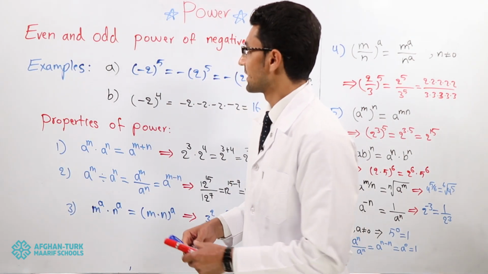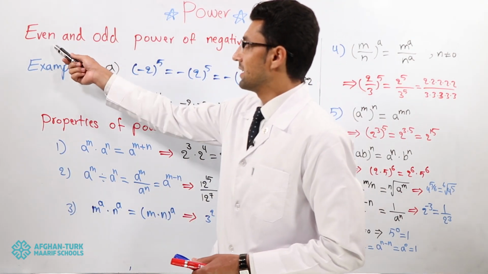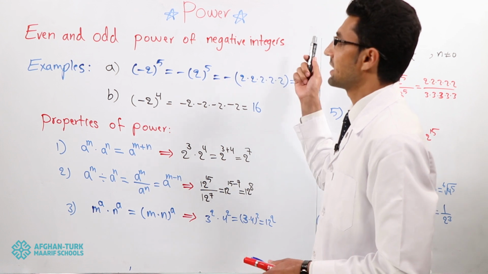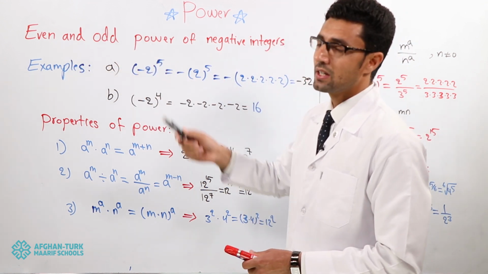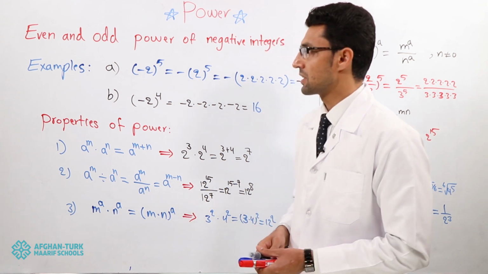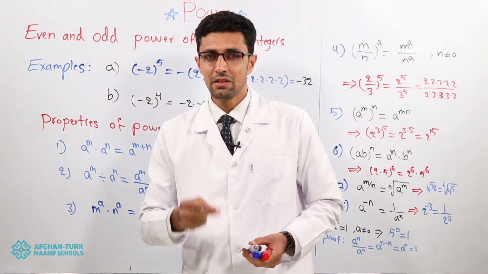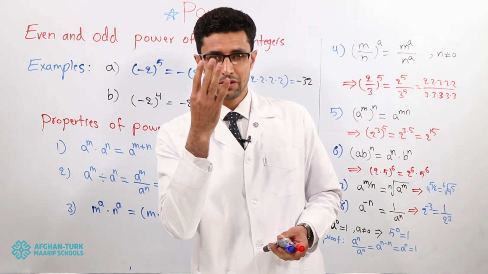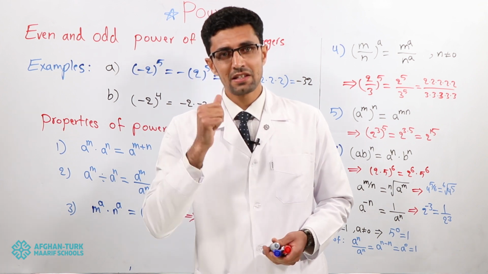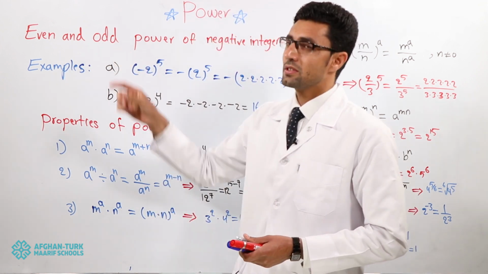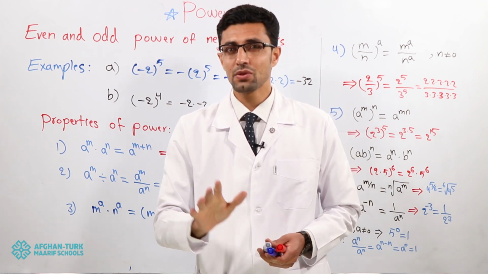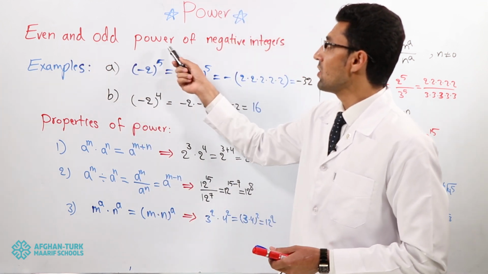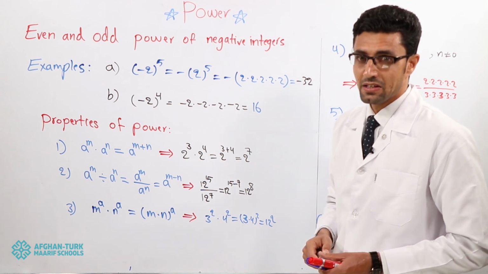Okay, dear students, now even and odd powers of negative integers. What does even mean? Even means 2, and what is next? 4, 6, and so on. What does odd mean? 1, 3, 5, and so on.